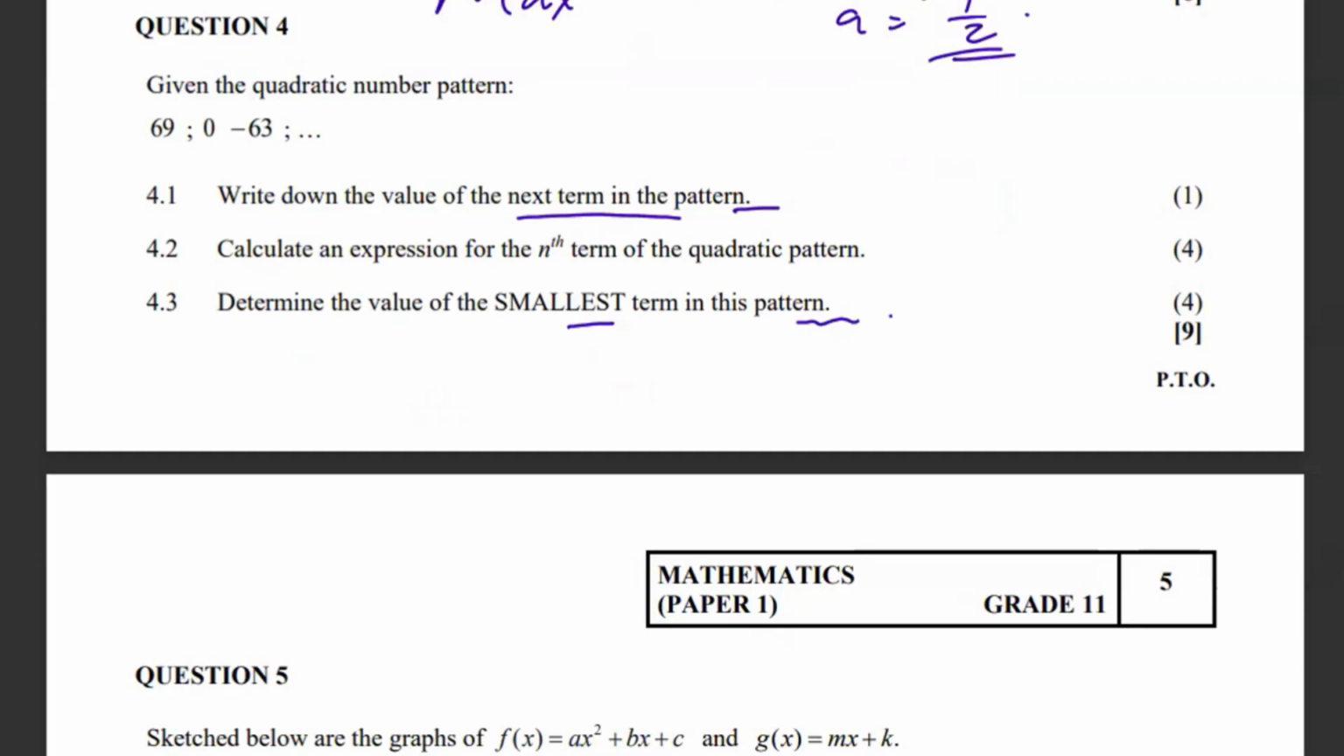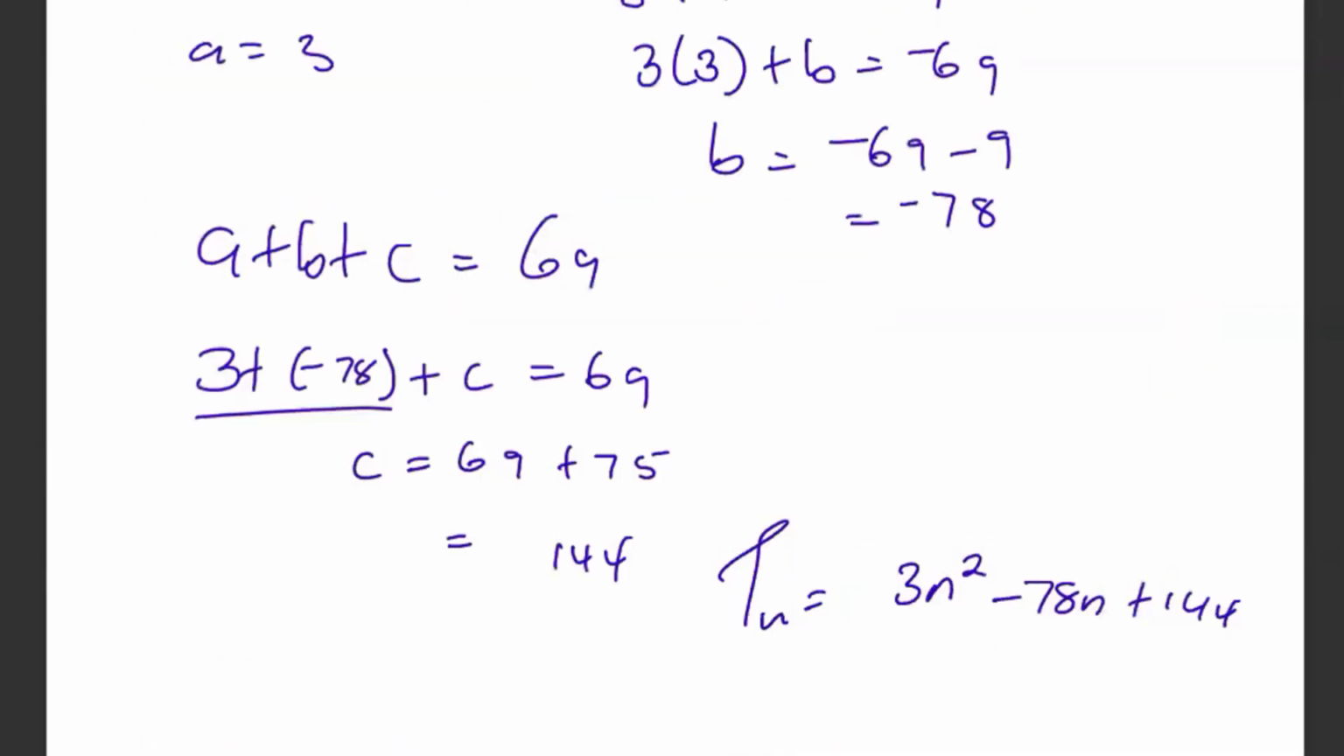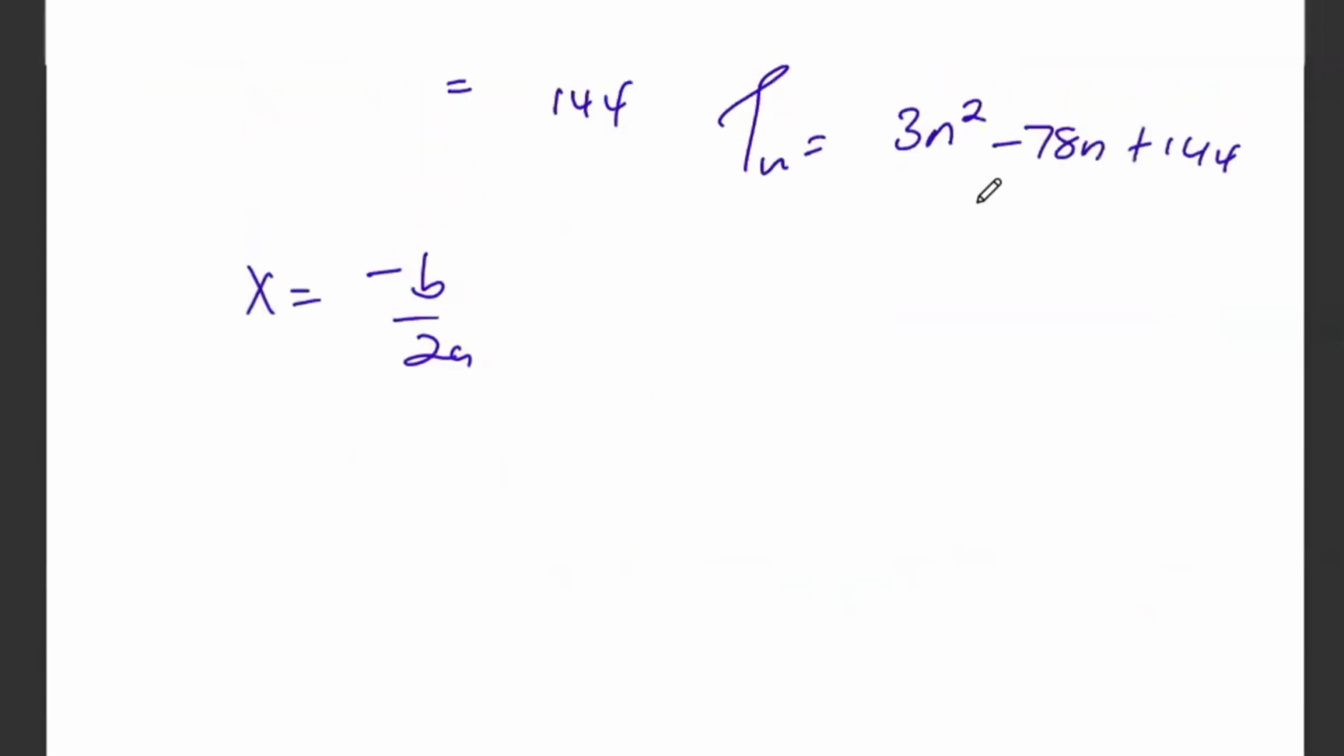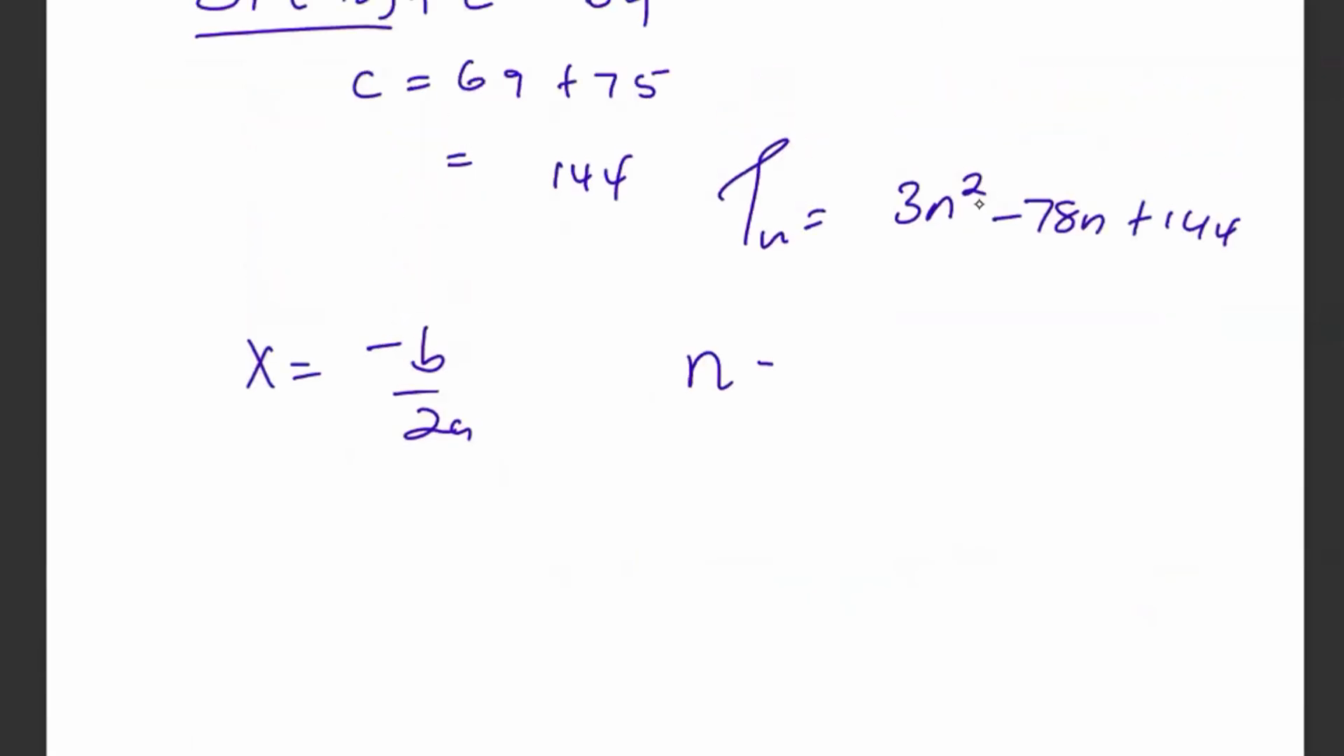Now, for us to get the smallest value, when they ask you for the maximum value or the minimum value, that's more like asking you for the turning point. And for us to get the turning point, remember x is negative b over 2a, this is a parabola, okay? Let's get the position first. Meaning that we're going to have n is equal to negative b over 2a.